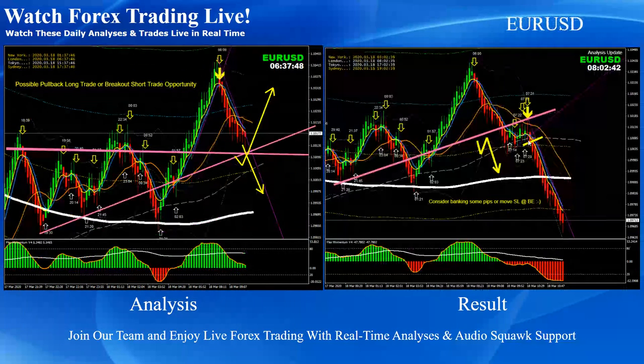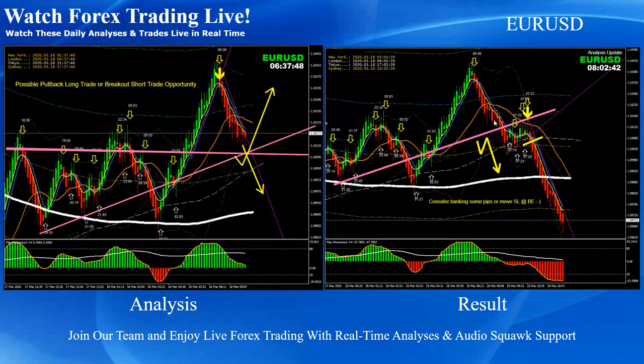Euro USD, pretty straightforward. As mentioned in the analysis, the first priority would be the pullback. If not, if the price breaks and retests, then we should be looking at a short trade. As you can see, we didn't see any green candle here. So what happened? The price broke and retested as explained in the analysis, and we took a short trade and banked such a good profit.